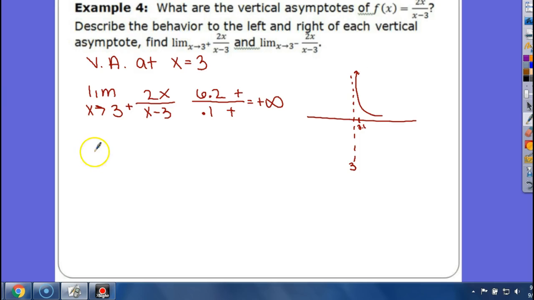So conversely, we can look at the limit as x approaches 3 from the left. And we think about over here, this would be like 2.9. So pretty close to 3, but still a number I can work with. So 2.9 times 2 would be, yeah, positive.